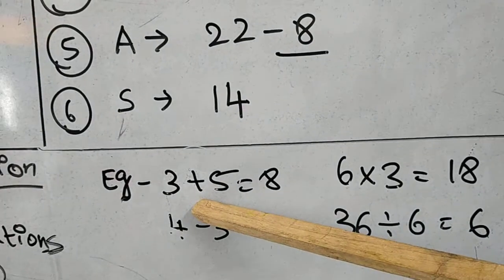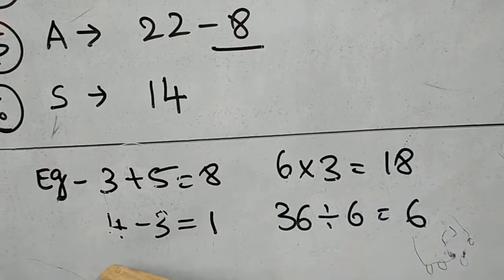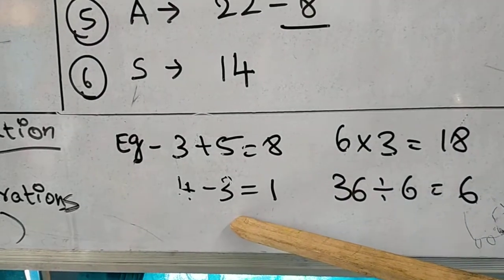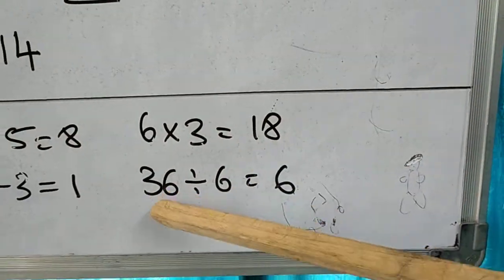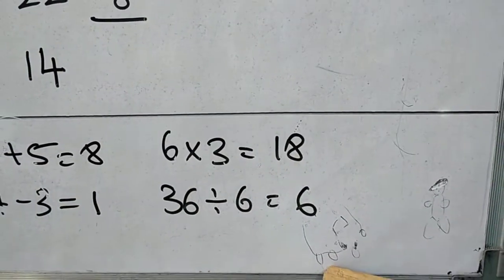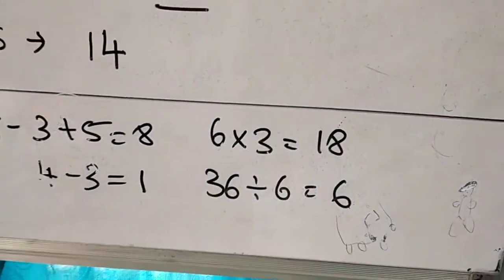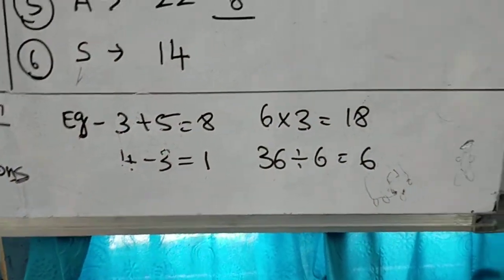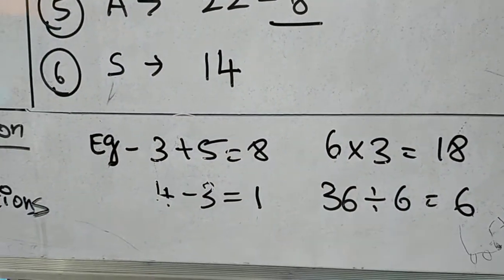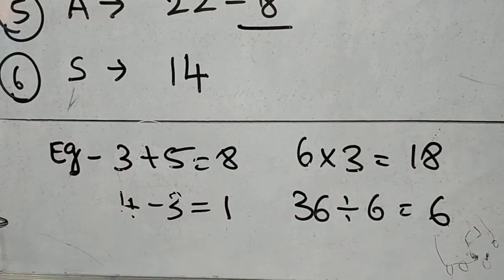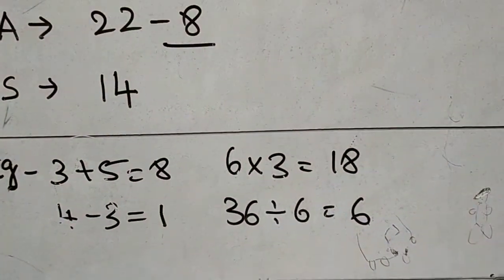Now one more important thing you have to know is, see 3 plus 5, only one arithmetic operation is involved. 3 plus 5 is what? Addition. Very easy. 3 plus 5 is how much? 8. Now 4 minus 3, subtraction, how much? 1. 6 into 3, very easy, how much? 18. 36 divided by 6, very easy. Understood? So why is it easy? Because only one arithmetic operation is involved. That's why the calculation is easy.